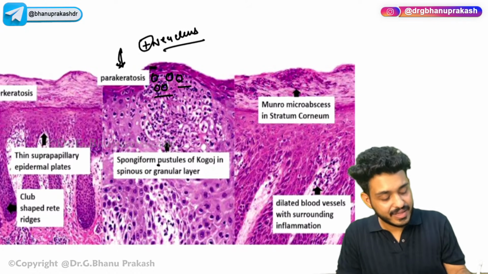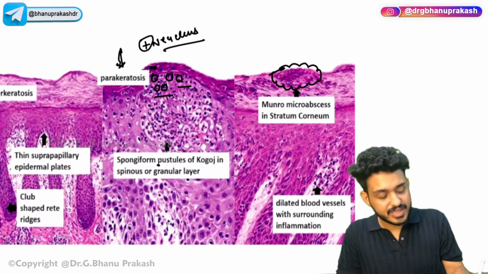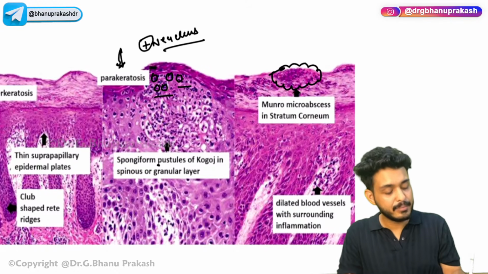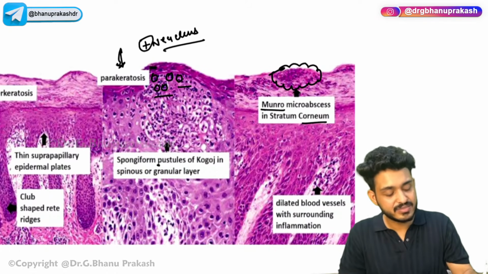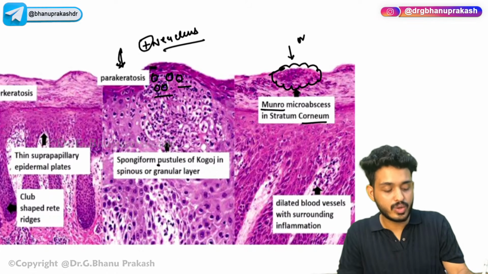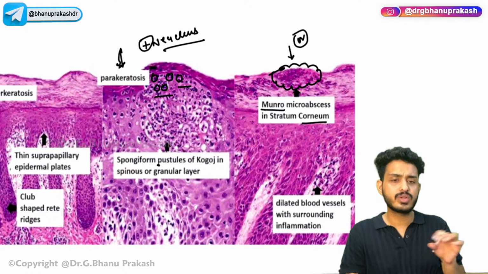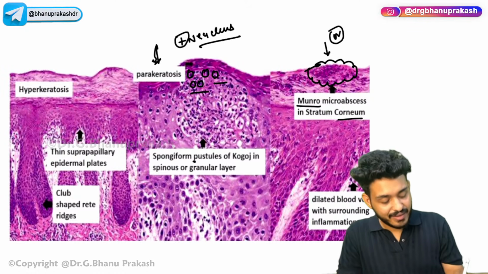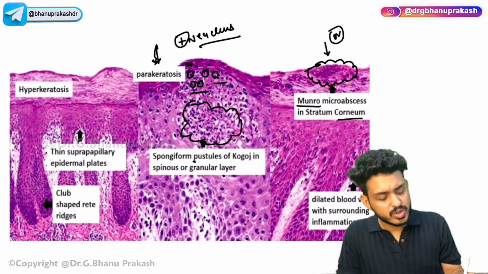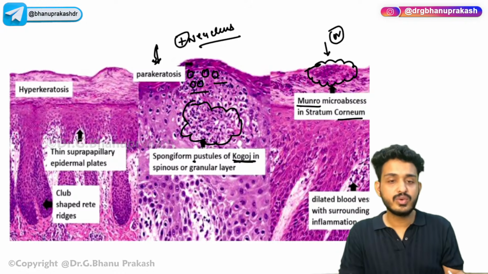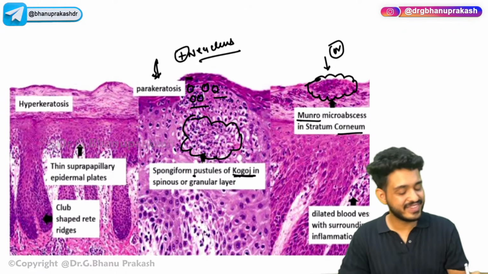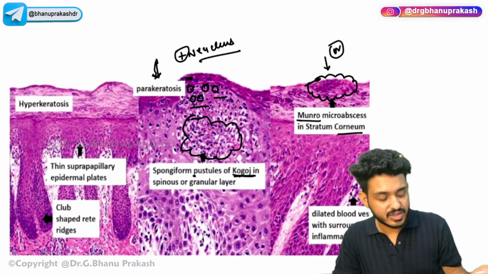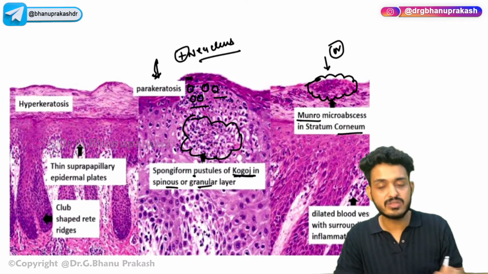Second thing, we are having this type of abscess, right? Abscess is what? Basically we have seen Munro's microabscess that is present in stratum corneum. That is basically accumulation of neutrophils. So accumulation of pus or neutrophils. Okay. Second, we are having this pustule, spongiform Kogoj's pustule. Okay, two things I have told you, Munro's microabscess and Kogoj's pustule. They are features of psoriasis. Okay, so this is your Kogoj's pustule finding in the spinous or granular layer.